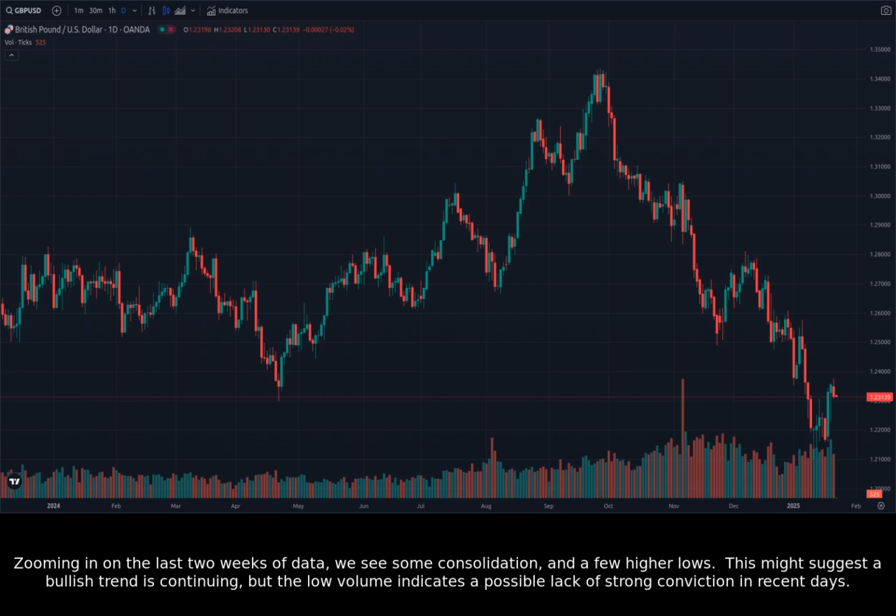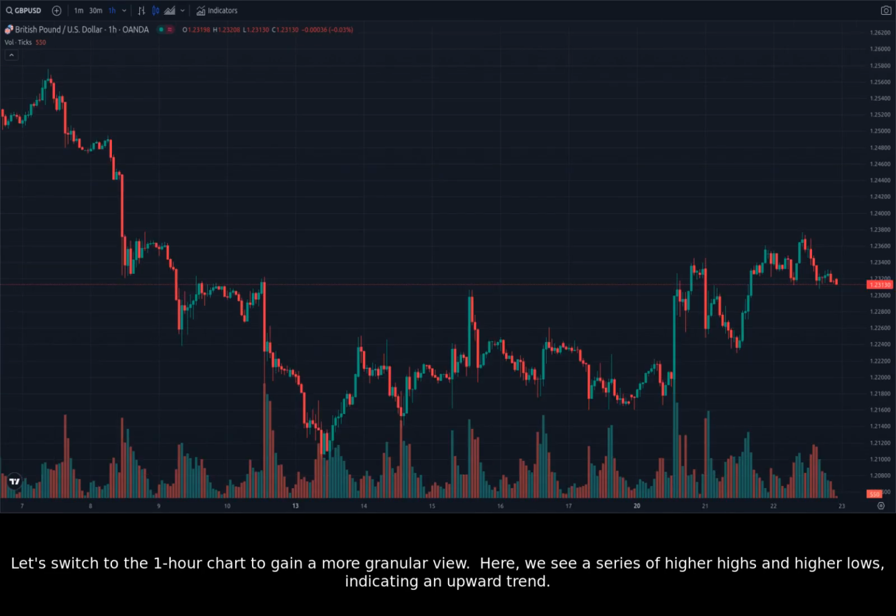Zooming in on the last 2 weeks of data, we see some consolidation and a few higher lows. This might suggest a bullish trend is continuing, but the low volume indicates a possible lack of strong conviction in recent days. Let's switch to the 1-hour chart to gain a more granular view.